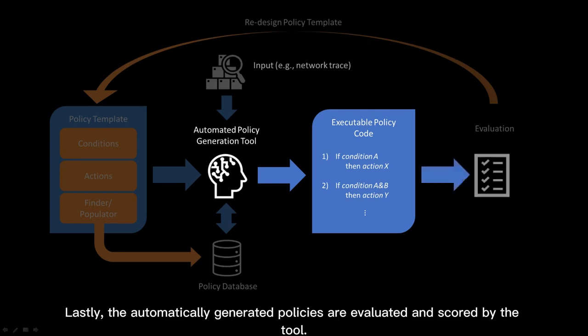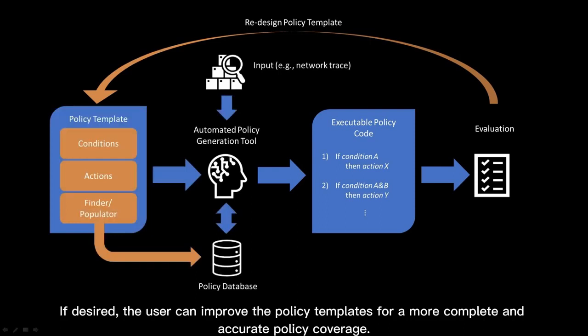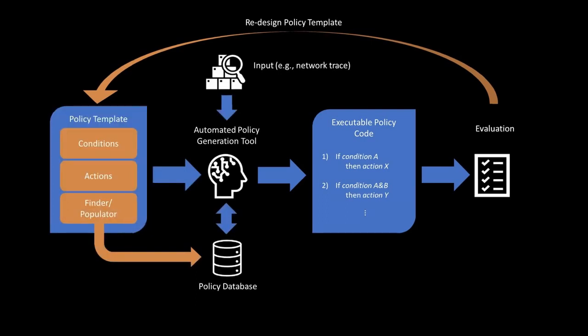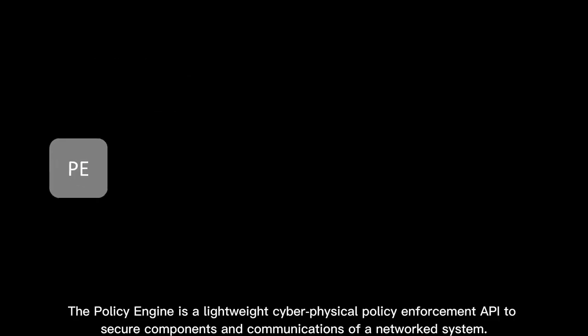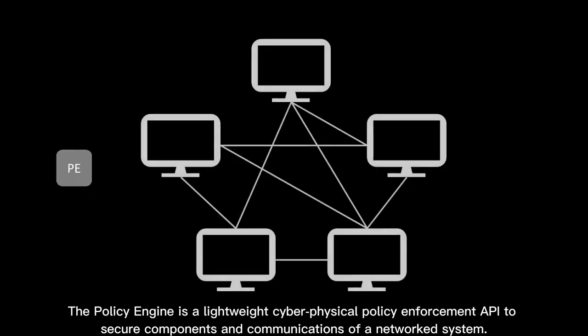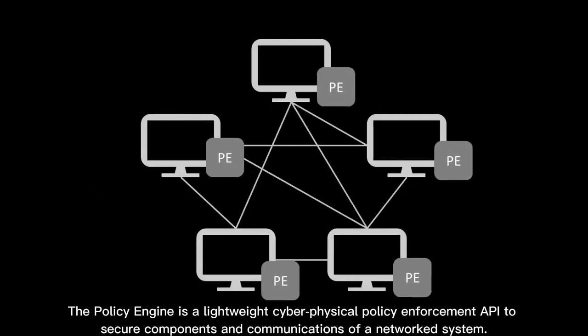Lastly, the automatically generated policies are evaluated and scored by the tool. If desired, the user can improve the policy templates for a more complete and accurate policy coverage. With the executable policy code files, we will need our policy engine to implement the policies. The policy engine is a lightweight cyber-physical policy enforcement API to secure components and communications of a network system.